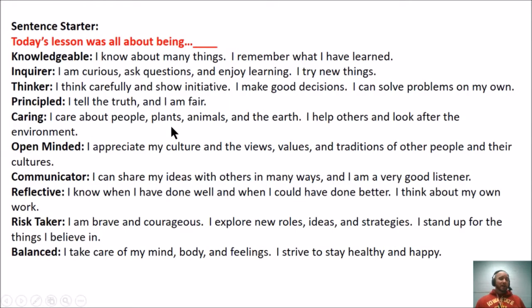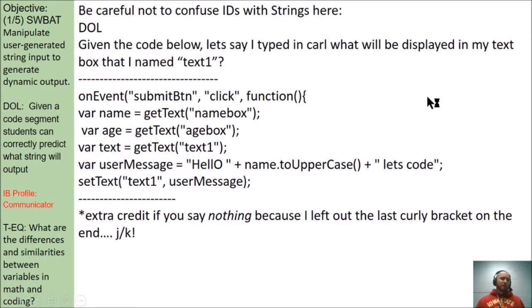So with that said, we're at the end of the lesson, so pick an IB attribute to connect to today's learning. My DOL, be careful not to confuse IDs with strings here. Now given the code below, let's say I typed in Carl, what will be displayed in my text box that I named text1?